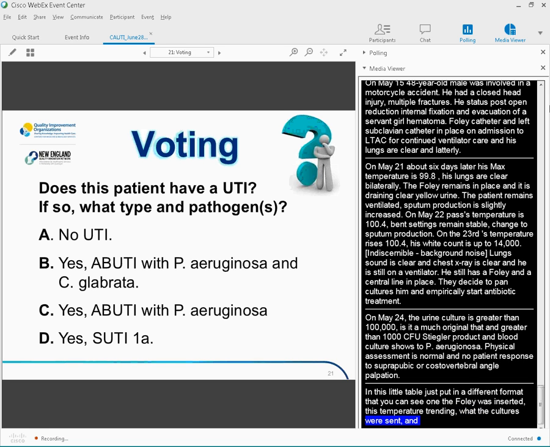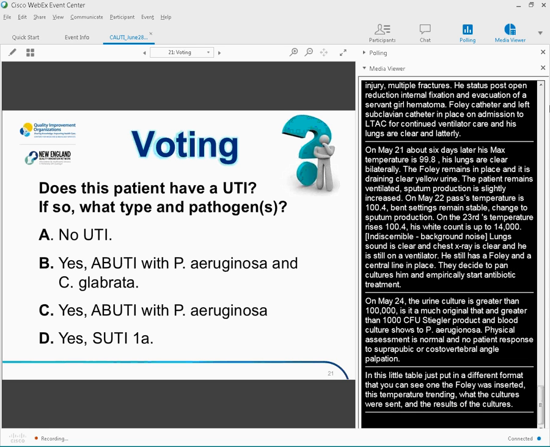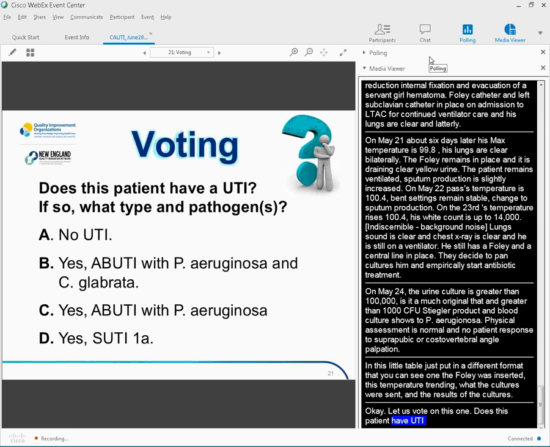Okay, so let's vote on this one. Does this patient have a UTI? And I think you can open the poll, Olivia. If so, what type and what pathogens would you say?